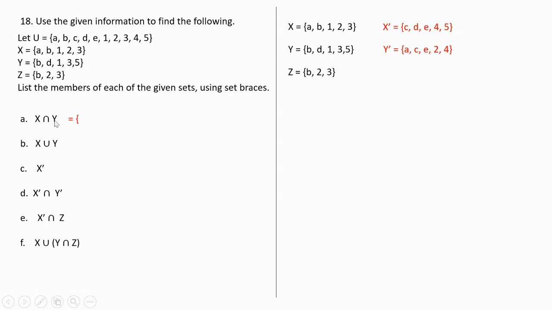So X intersects Y, which means X and Y. That means what do those two sets have in common? Right, so let's go here to the right. They have in common a B, a 1, and a 3. That's your result.